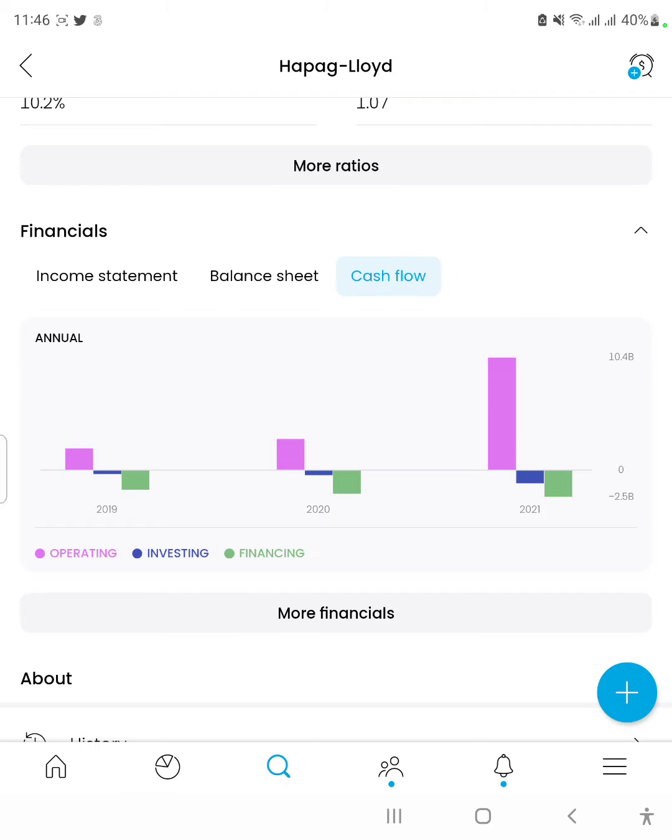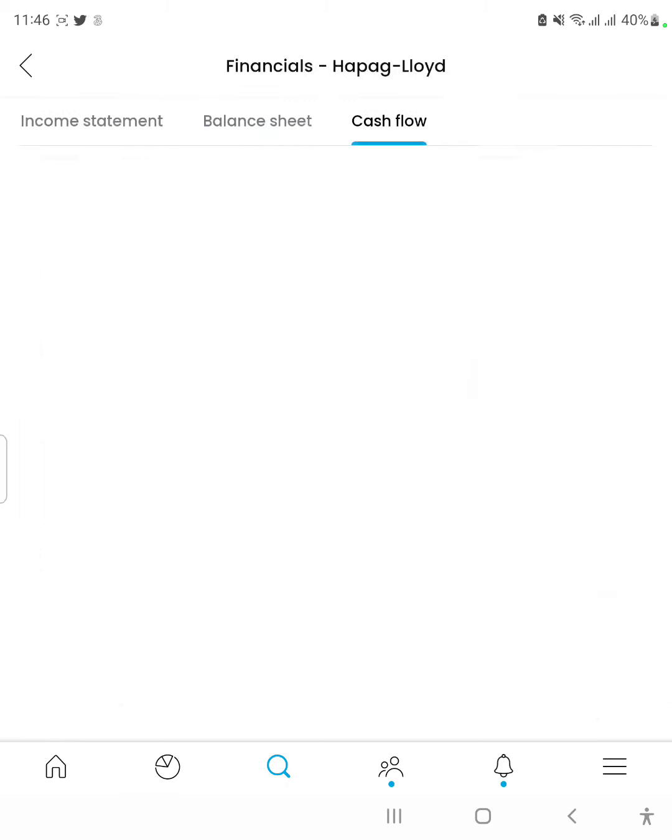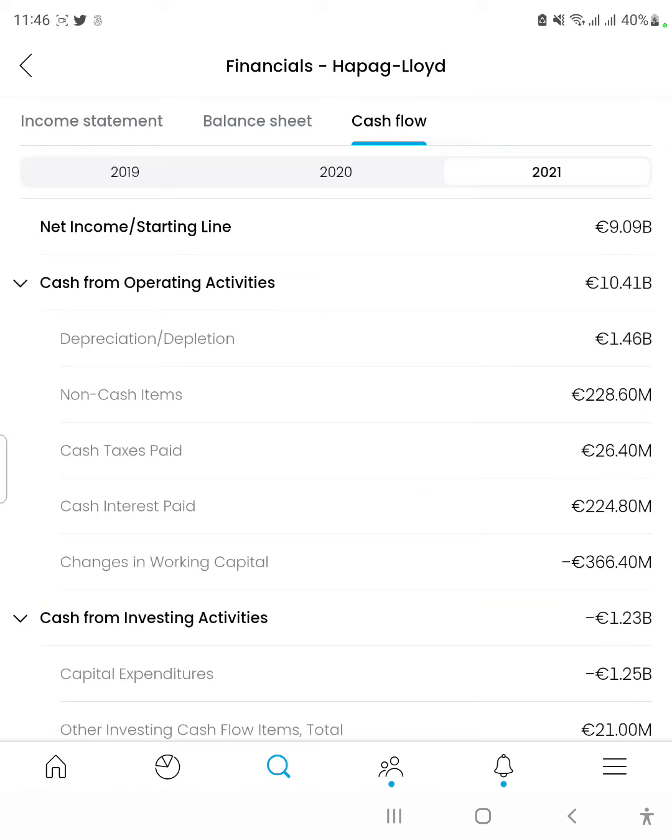Let's check the cash flow statement just to see how well the company manages their cash. So the net income is the starting line. The company is definitely very, very productive, as we've seen. The company managed to generate 9.09 billion euros in net income in the 2021 financial year, and it generated 10.41 billion euros in the cash flow from operating activities.